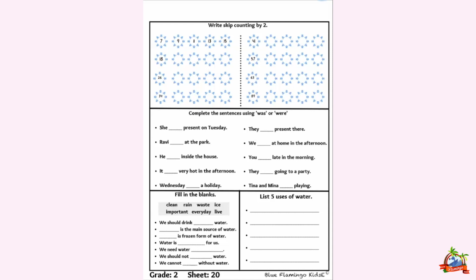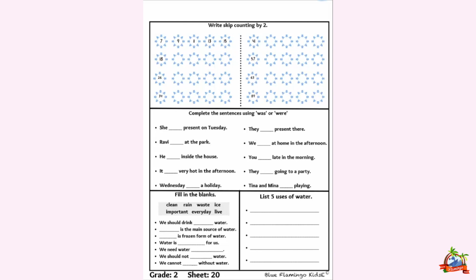Next sentence. They dash present there. They were present there. With they we will use were. Why? Because it is a plural subject. As it is a plural subject, we will use the plural verb were. W-E-R-E. Were. We will use were with the plural subject they. T-H-E-Y. They were present there.